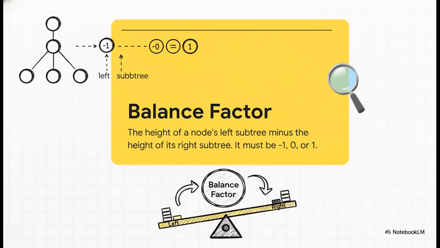It all comes down to a little something called the balance factor. For any node in the tree, any node at all, you just take the height of its left subtree and subtract the height of its right subtree. For the tree to be a valid AVL tree, that result has to be -1, 0, or 1. That's it. That's the whole rule. Now, just one quick note for the math. If a child doesn't exist, we just say its height is -1.